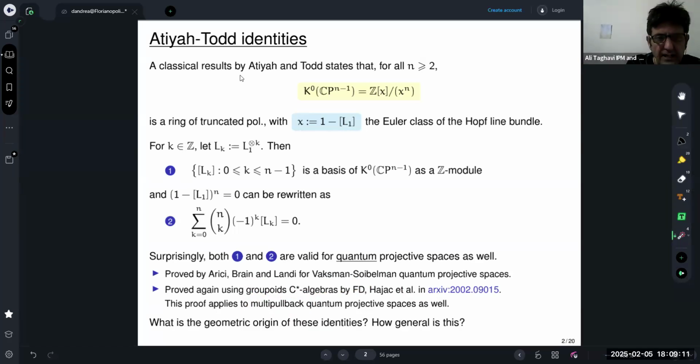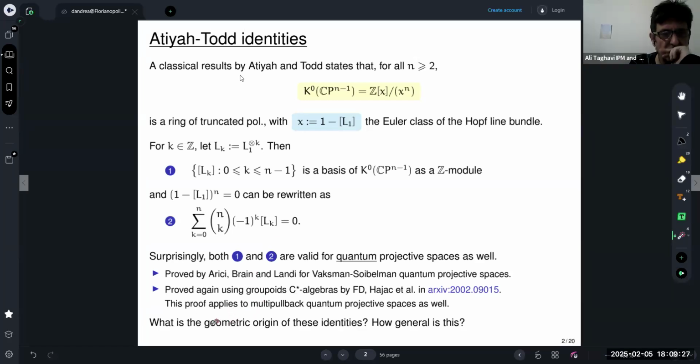Excuse me, by LK, I'm sorry, do you mean L1 to the power of k here? Yes, yes. And if k is negative, you take L-1, yes. I didn't pay attention to that convention.